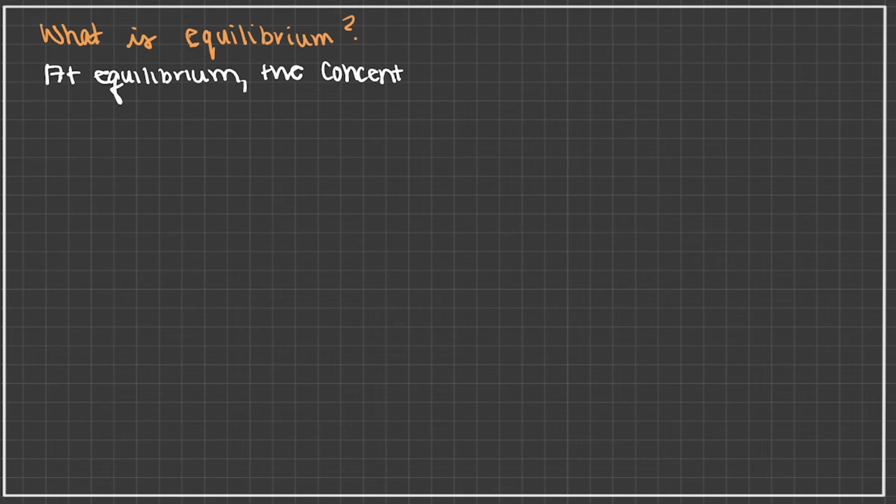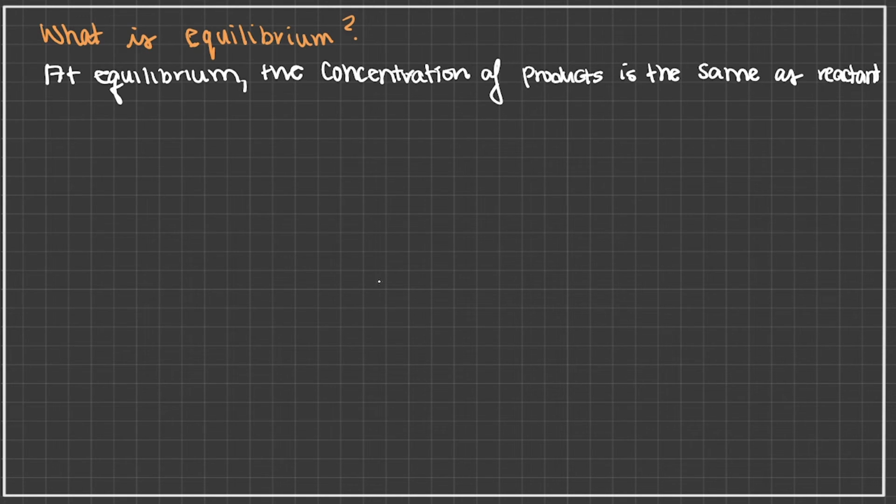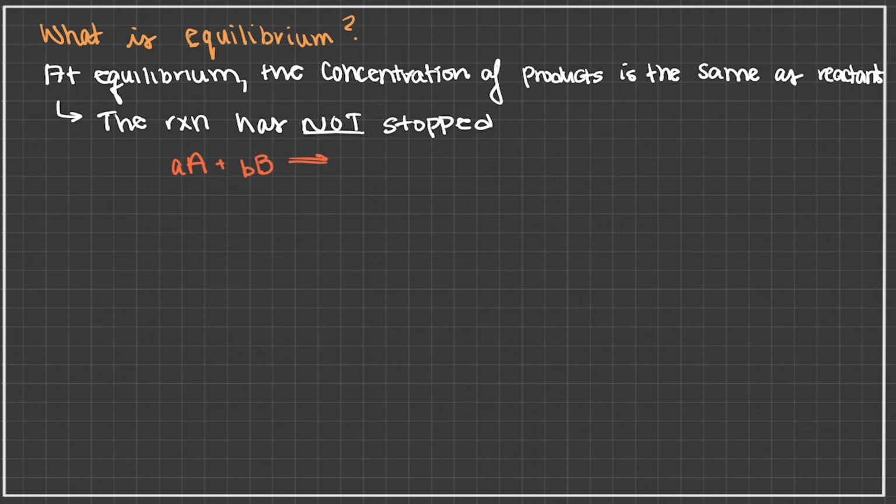Now, on the flip side, what is equilibrium? Equilibrium is when the reaction that you're doing is at equilibrium. That means that the concentration of the products is the same as the concentration of your reactants. This does not mean that your reaction has stopped. Your reaction is still going on, but it is at a point where it's continuously going backward at the same rate as it is going forward.